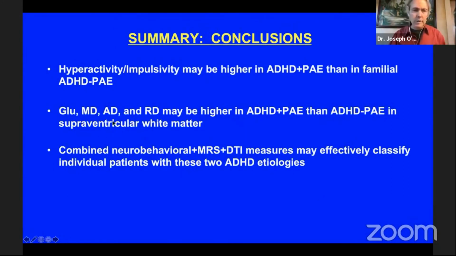In conclusion, hyperactivity, impulsivity may be higher in ADHD+PAE than in familial ADHD-PAE, and glutamate, MD, AD, and RD may be higher in ADHD+PAE than ADHD-PAE in the supraventricular white matter, and combined neurobehavioral plus MRS plus DTI measures may effectively classify individual patients with these two ADHD etiologies.